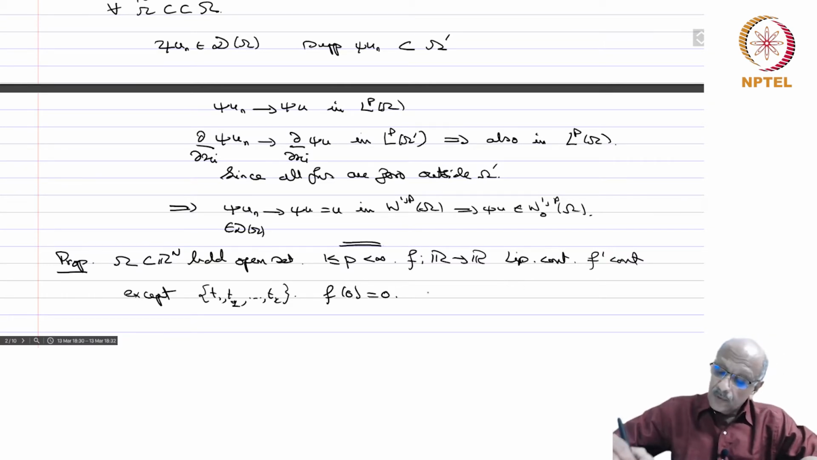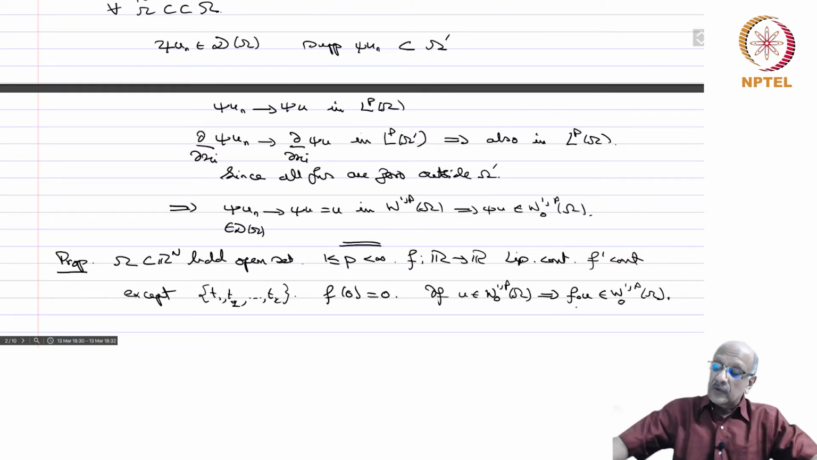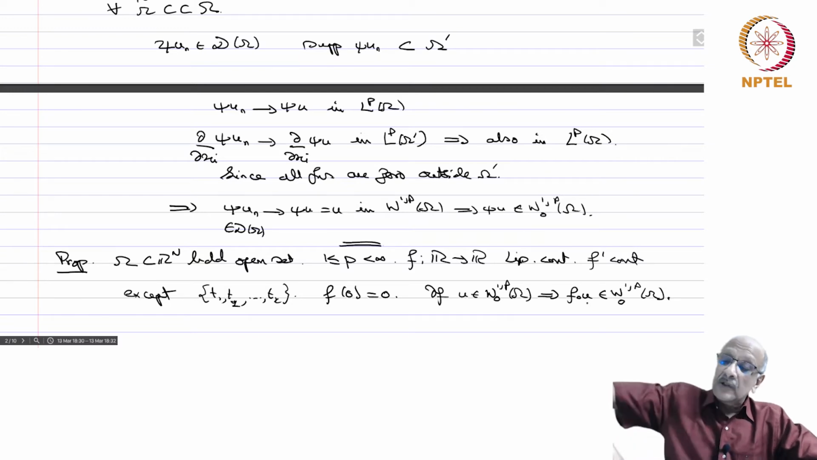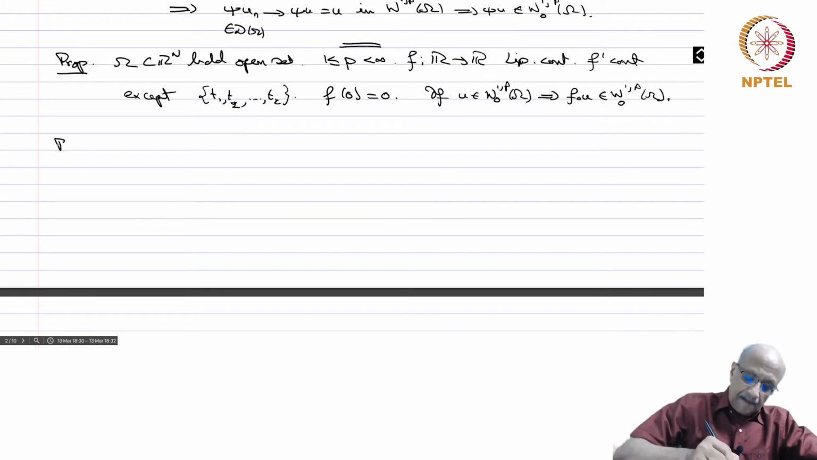So if u belongs to W^{1,p}_0(Ω), then this implies that f(u) belongs to W^{1,p}(Ω) by Stampacchia's theorem, and we now claim, because f(0) = 0 in addition, that it also belongs to W^{1,p}_0(Ω). So, proof.